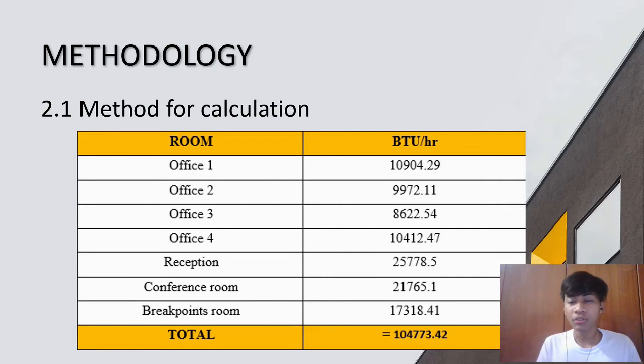The methodology I use for this ducting is, the first one, I make some calculation, because before I create a ducting system, I make some calculation based on cooling load estimation. This building provides 7 rooms, which are office 1, office 2, office 3, office 4, reception, conference room, and breakpoints room. Then me and the other HVAC engineers calculated the BTU per hour for each room, and this is the result.